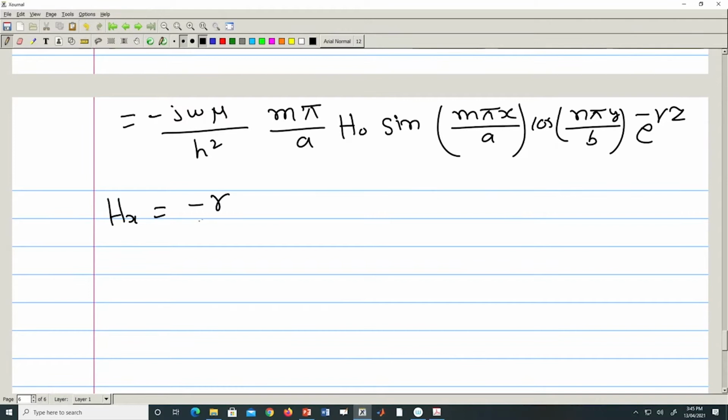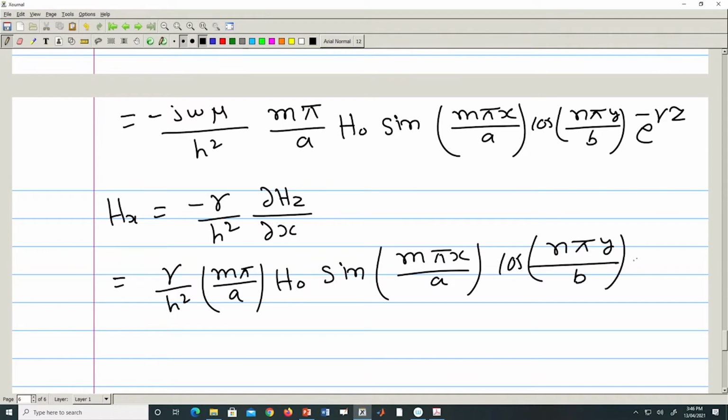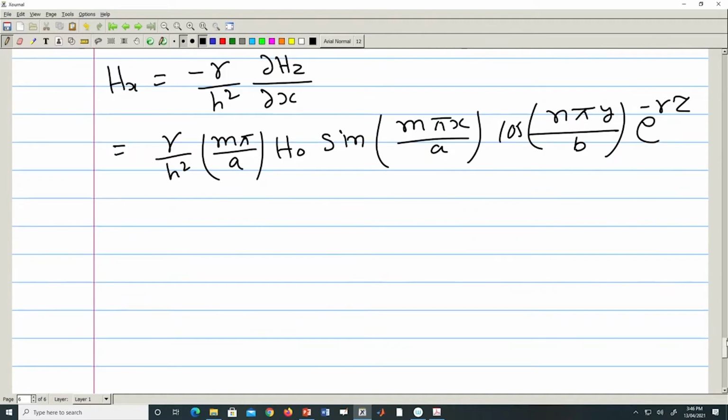Hx will be minus of gamma by h square del Hz by del x. This is for the TE to Z mode. So, in terms of Hz, all the field expression will come. It will be equal to gamma by h square m pi by a H naught, with different sign, sin m pi x by a cos n pi y by b e to the power minus gamma z. So, Hx will be this.